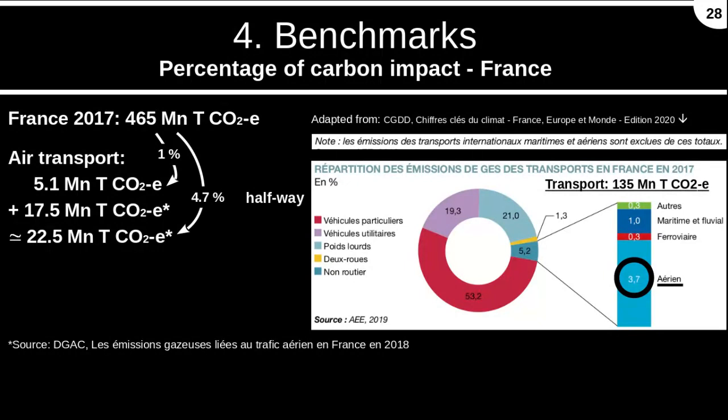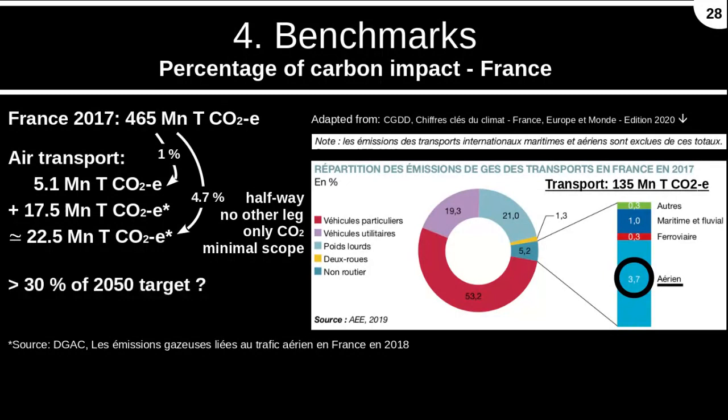Additionally, it doesn't include the other legs if the passengers fly from one place to another. And on top of that, it's only CO2, excluding other warming sources, and the scope is minimal. Well, let's estimate the impact differently. Start from 22.5 million tons of CO2, add non-CO2 impacts, about as much, and compare it to the 2050 climate target, 75% less than 1990. You get more than 30%. Remove freight, but use consumption-based allocation rules and broaden the scope, it could be still more.